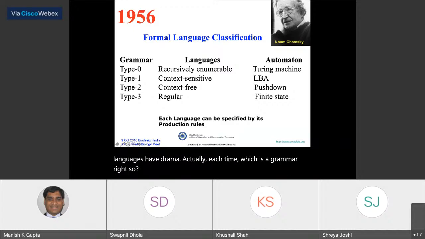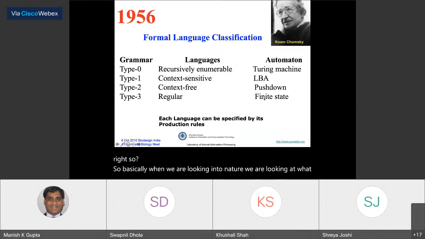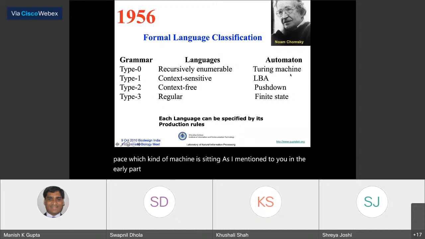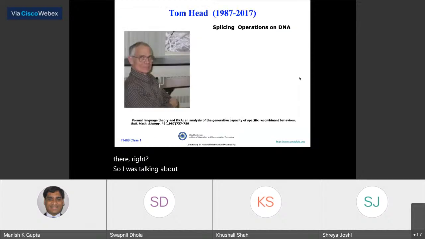So when we are looking into nature, we are looking at what place which kind of machine is sitting. As I mentioned in the early part of the lecture, Tom Head showed that this splicing operation is Turing equivalent. So there is a Turing machine doing this splicing operation, right? These kinds of machines, or rather these computational processes, are everywhere inside the human body. Similarly, pushdown automata and finite state automata have plenty of applications in real life anyway. But we are looking into nature at what place these machines are there. So Tom Head showed that the splicing operation on DNA is Turing equivalent. This is the paper.